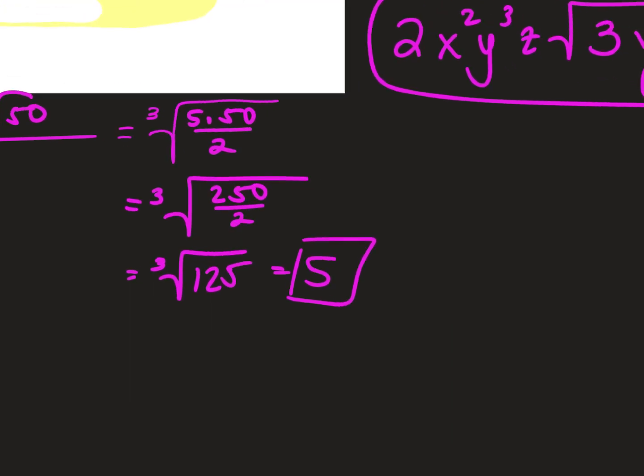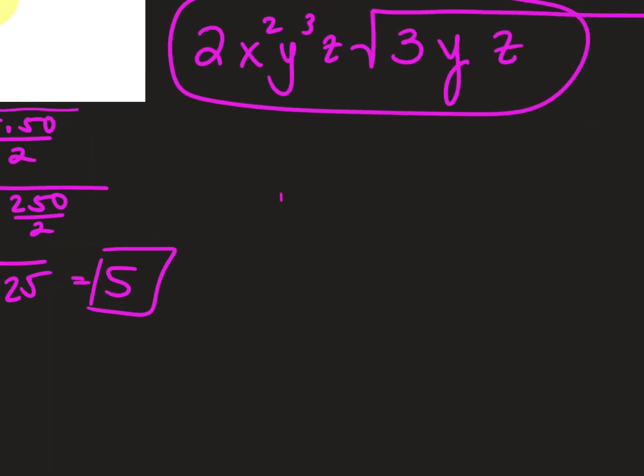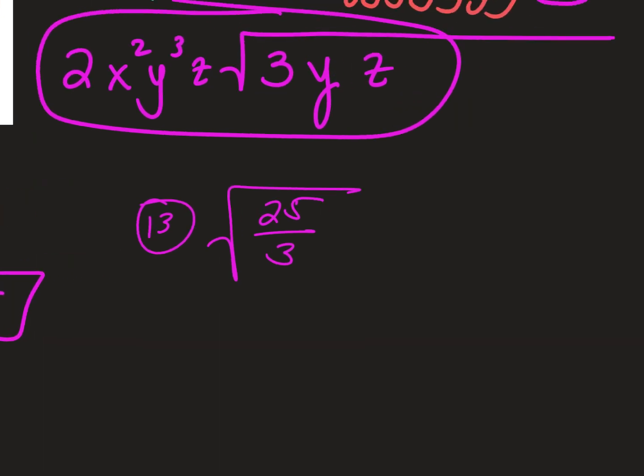Look at number 13. If I look at 13, what does that say? Read that problem to me. Square root of 25 over 3. So the first thing I'm going to do is say, okay, 25 divided by 3. Ooh, not pretty, right? So this is all put together. What can I do with it? I can separate it as the square root of 25 over the square root of 3.